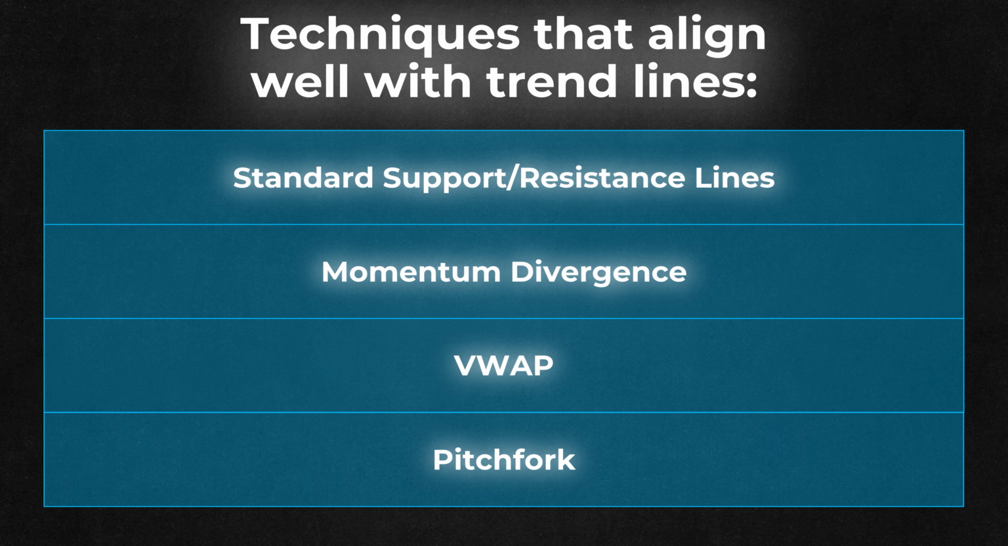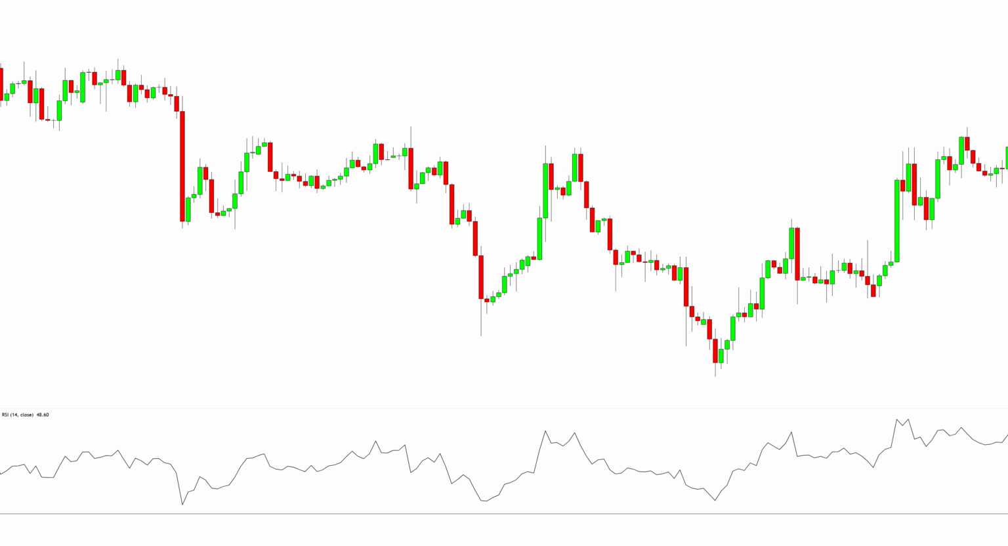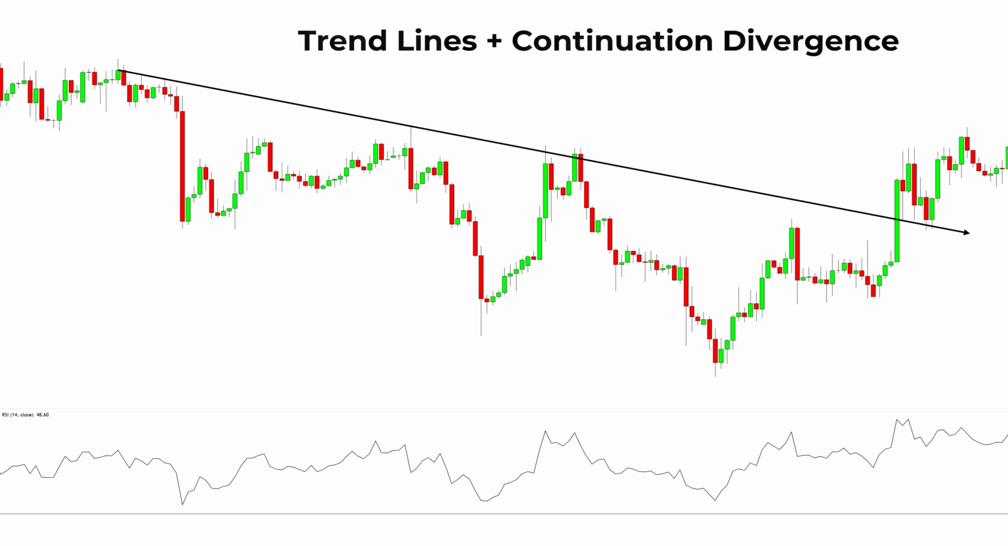Let's see some examples of confluence or integration in real charts. In this chart, we have an example of downward trend line with bearish continuation divergence. In other words, we see price action producing lower highs and lower lows. Meanwhile, the RSI is producing higher highs. Continuation divergence is easier to trade rather than reversal divergence, simply because it's a signal in favor of the trend.